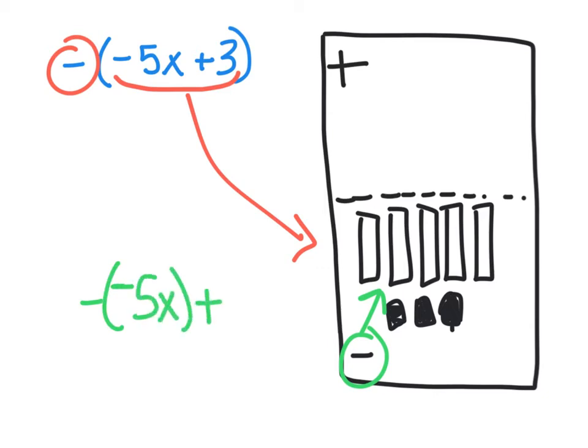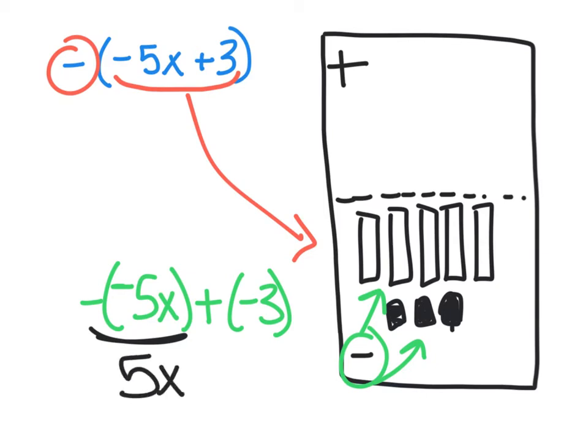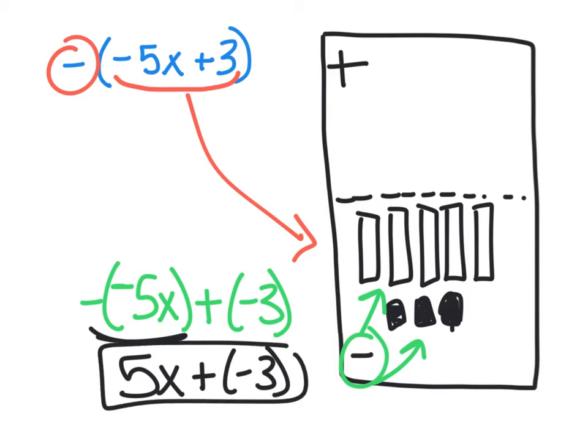And I've also got the opposite of 3, so I'm adding the opposite of 3, or negative 3. Now this still isn't simplified. I want to make this look even nicer. So I have the opposite of negative 5x. Well, that's just 5x plus the opposite of 3. Okay, so this expression here is equivalent to our original one, just a different way to write it.